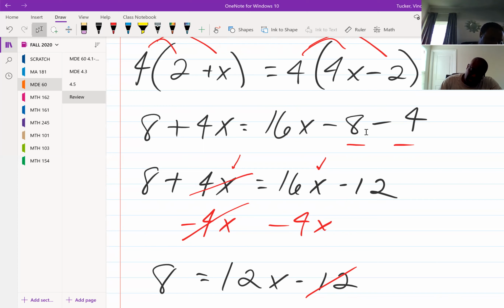So negative 16x minus 4, where the negative 8 and the negative 4 turns into negative 12. Now, if it was a positive 4, negative 8 and positive 4 would have given you a minus 4. Okay, I don't know why I'm messing up. Minus 4.